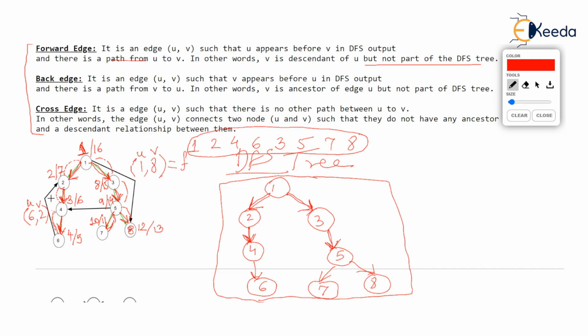Why? Come again. U comma v, 6 comma 2, is a back edge because v comes before u in the DFS output. 2 comes before 6 in the DFS output, and there is a path from 2 to 6. That is, there is a path from v to u, 2 to 6. The path was 2 to 4, 4 to 6.